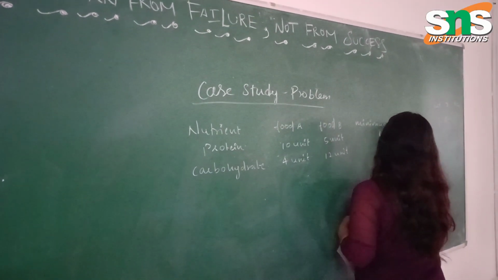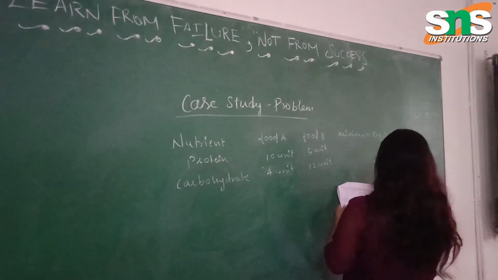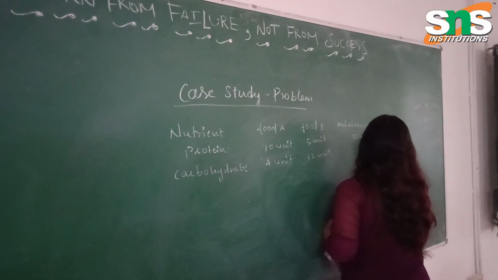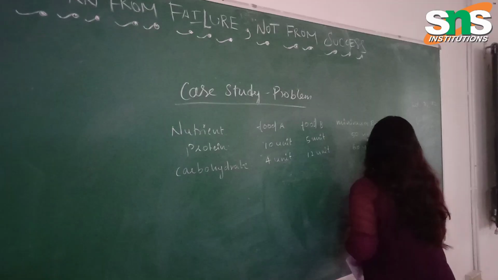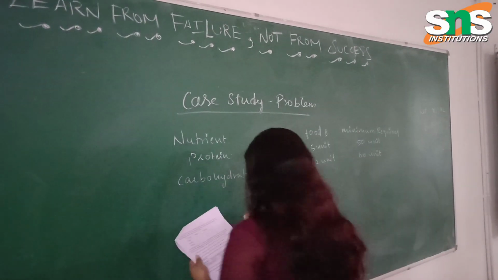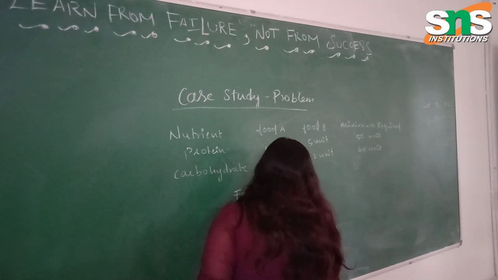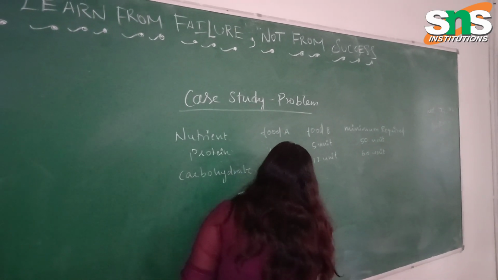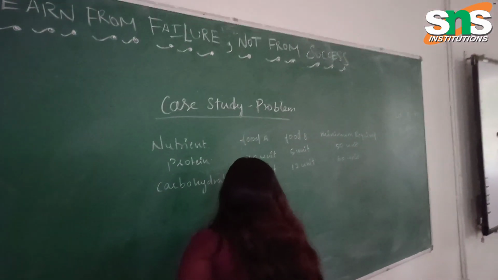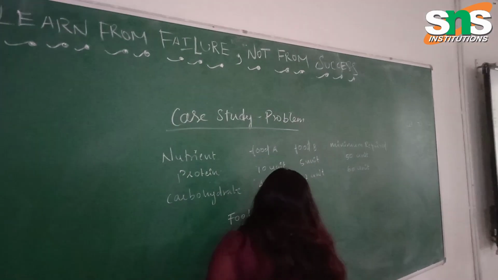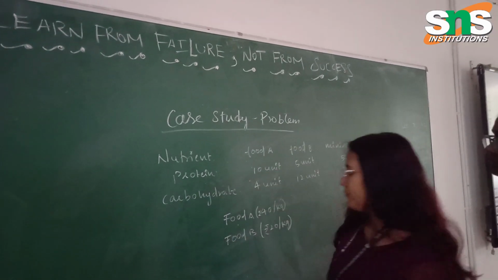Based on the proteins and carbohydrates, there is some minimum requirement. That minimum requirement is 50 units for proteins, and for the carbohydrates it is 60 units. Food A cost is rupees 40, whereas food B cost is 20.